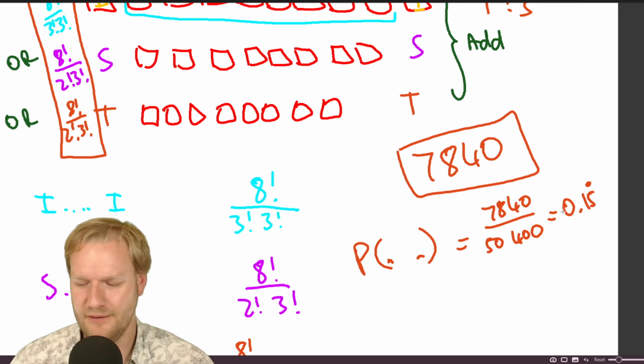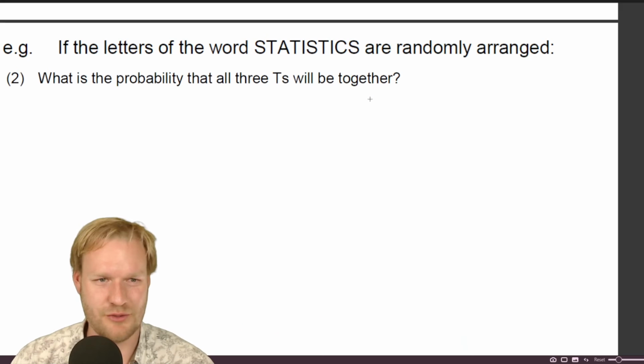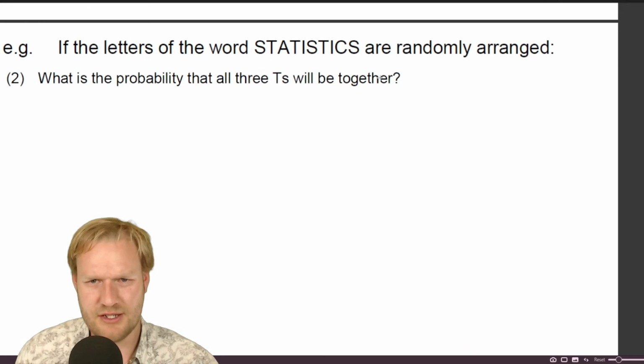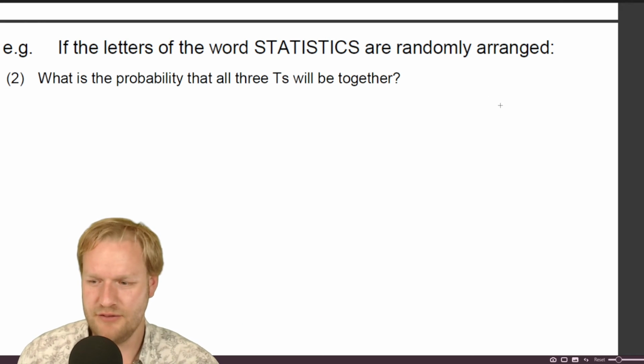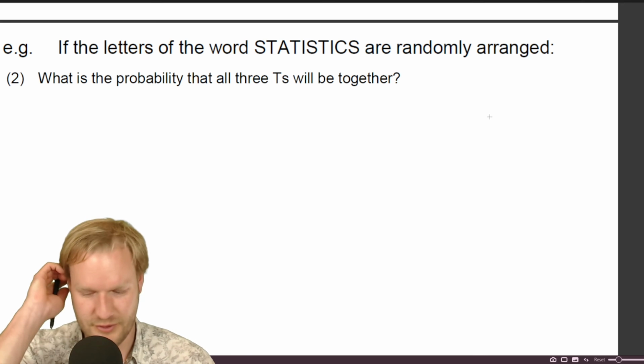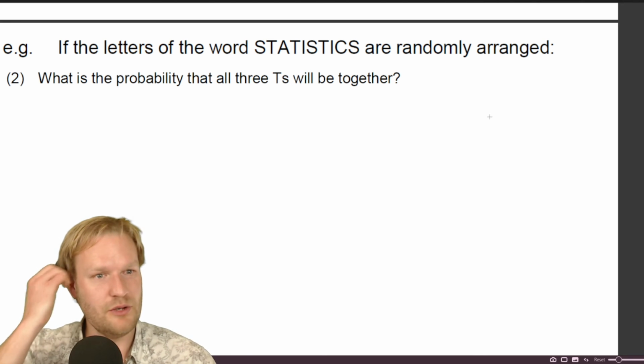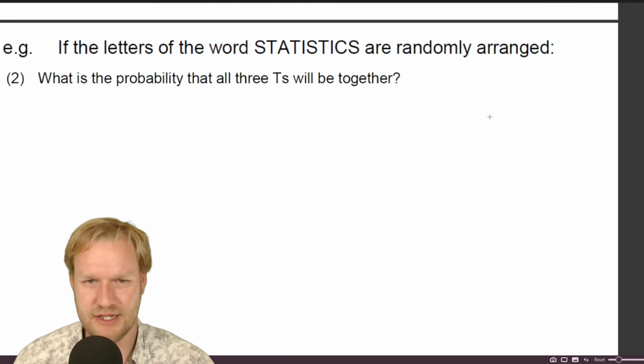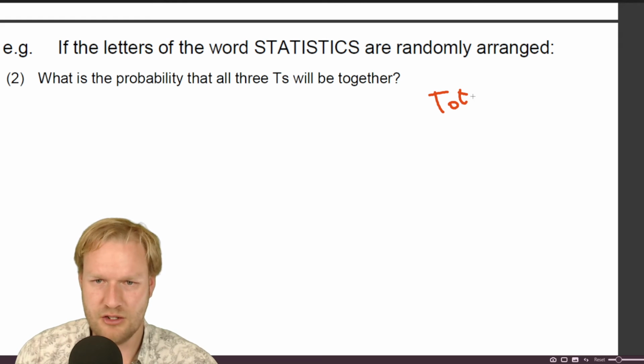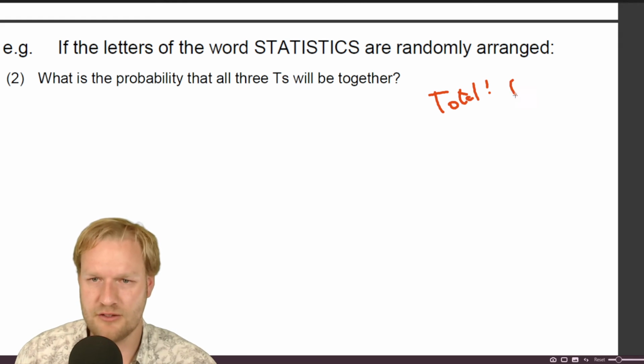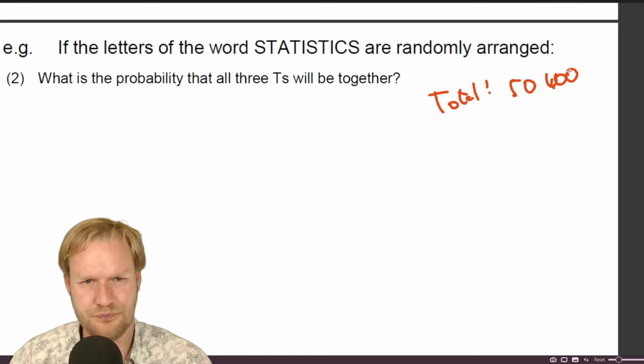Okay. Last example. Let's hit it. For the last one, the letters of statistics are randomly arranged. So we still have the same scenario that we know of before. But this time, we ask, what's the probability that all 3 T's will be together? We still know that the total number of ways of arranging this is 50,400.